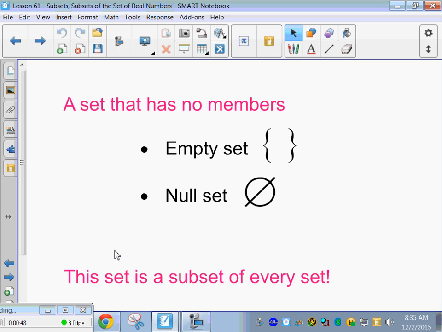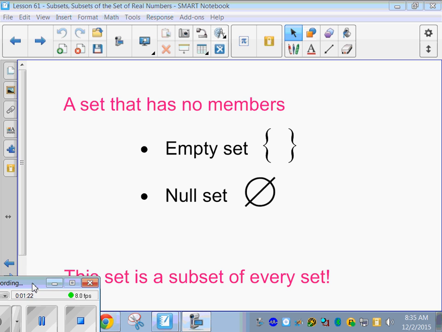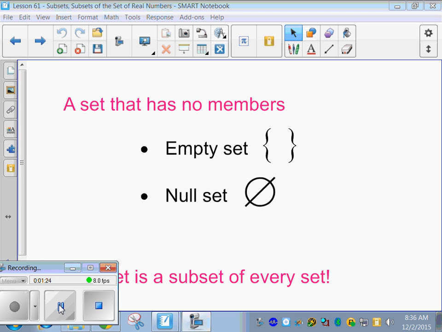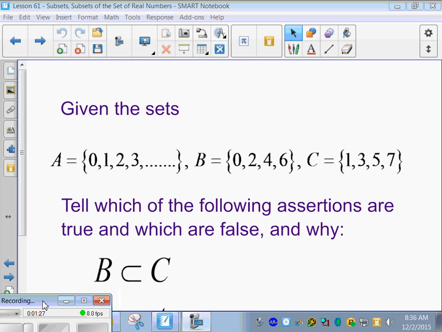You might want to write down these two definitions. A set that has no members, all right? There's no elements in the set. What we have is an empty set or a null set. Those mean the same thing, but I would like to see these symbols. So empty brackets with nothing in them, or this 0 with a slash through it, okay? So write those two down. By the way, the empty set is a subset of every set, all right? It's always a subset of another set because it has nothing in it.